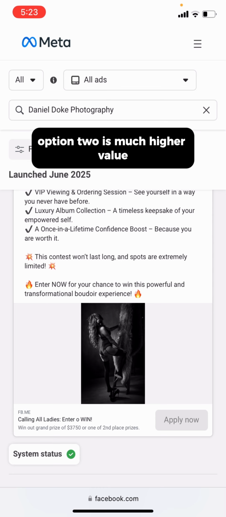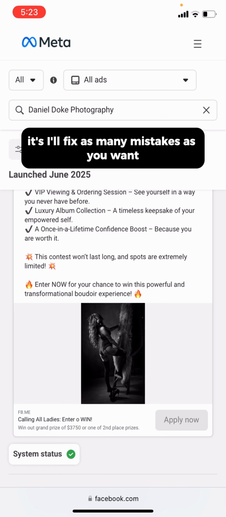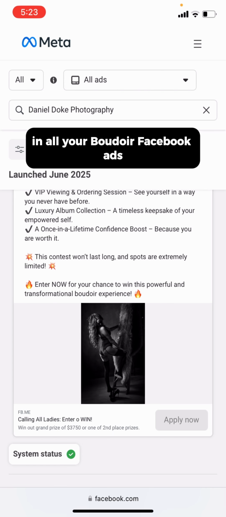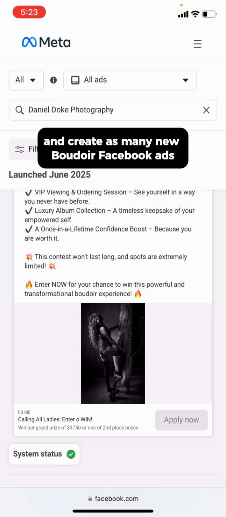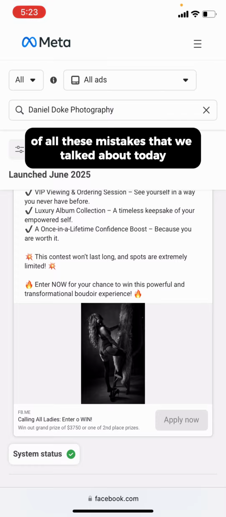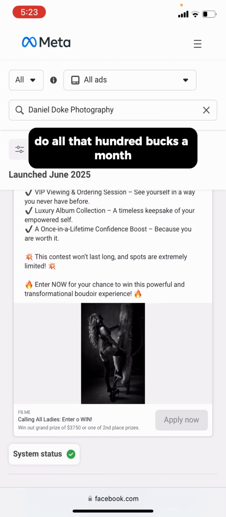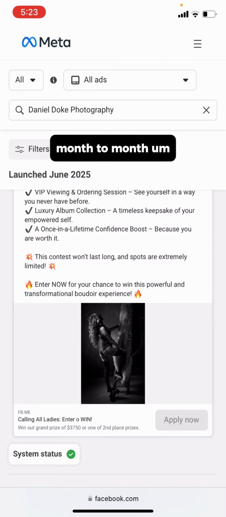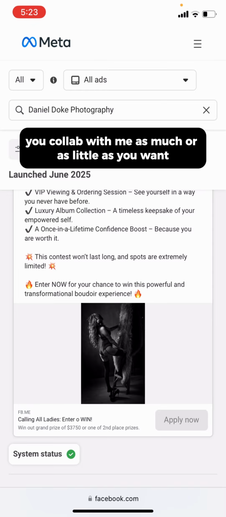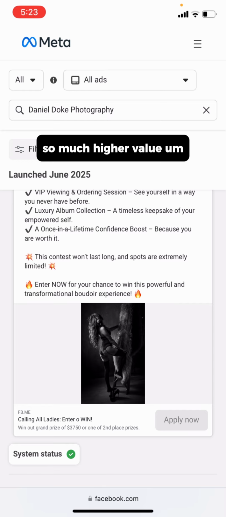Now option 2 is much higher value. I'll fix as many mistakes as you want in all your boudoir Facebook ads and create as many new boudoir Facebook ads that are free of all these mistakes that we talked about today. Do all that, $100 a month, flat fee, cancel anytime, month to month. You collab with me as much or as little as you want.